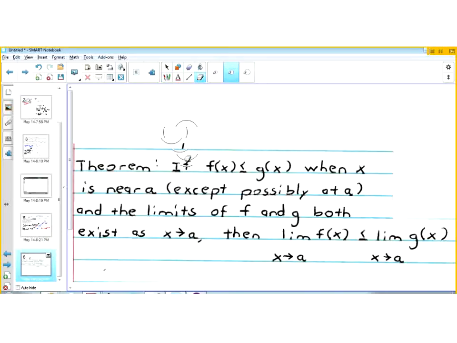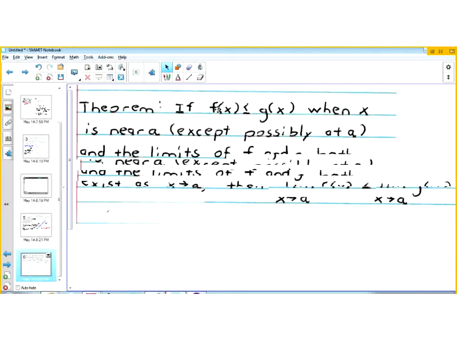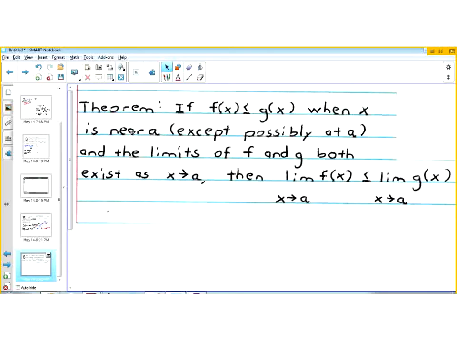Okay, so here we go. If f is greater than g when x is near a, except possibly at a, and the limits of both f and g exist as x approaches a, then we can say that the limit as x approaches a of f of x will be less than the limit as x approaches a of g of x. This is a very important result. We can actually order limits based on the ordering of the functions, and I'll show you an example of how that's useful in just a second.